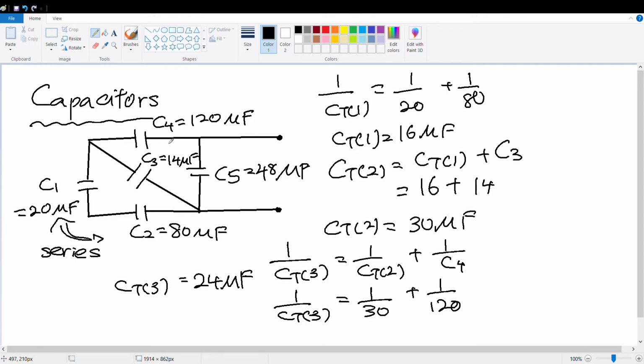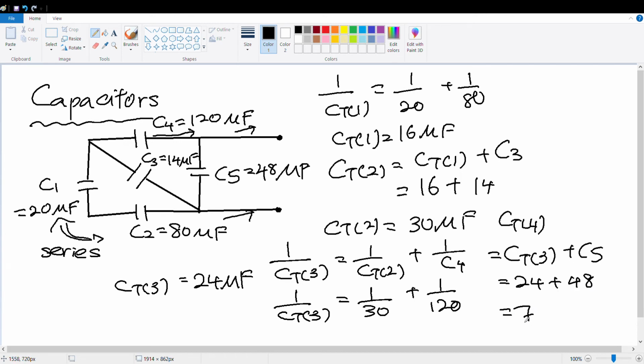This is because after C4, moving along this path, there is actually another path which is connected this way. The same goes for this part. There is another way besides going to C5. So I can conclude that my CT3, which is the combination of capacitors 1 to 4, is parallel to C5. So my CT4 equals CT3 plus C5. So 24 plus 48 is 72 millifarad.